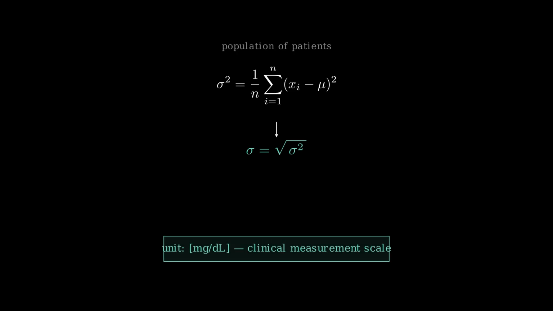Taking the square root restores the result to the original clinical unit. The mathematical structure underneath is unchanged. Only the unit is restored.